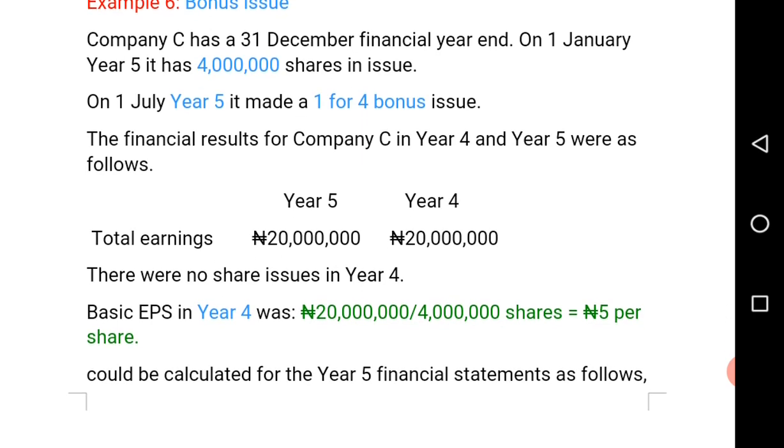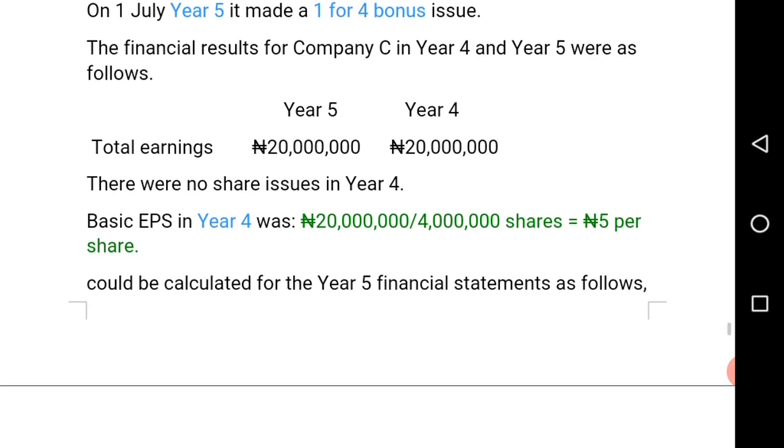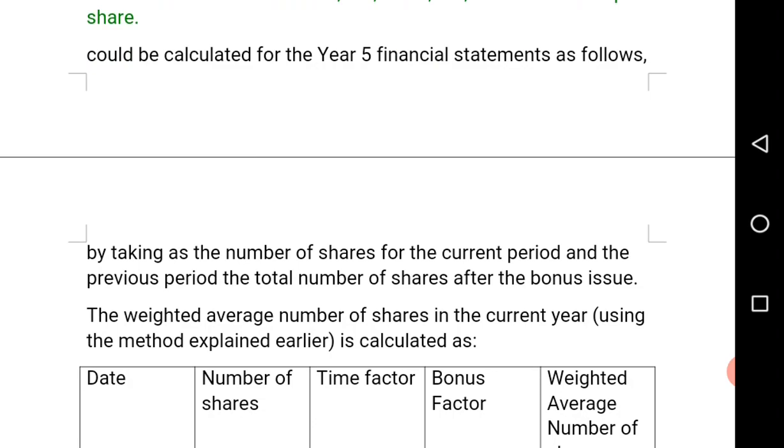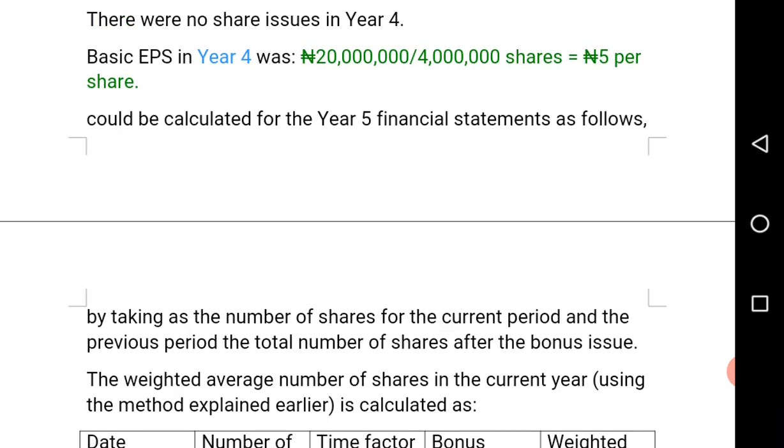The basic EPS for year 4, where there was no issue, meaning there was no change in shares, remains the same calculation we've done before. Earnings over number of shares: earnings of 20 million divided by 4 million shares. We have 5 naira profit for each share in that company. Then we'll move over to calculating year 5's own.